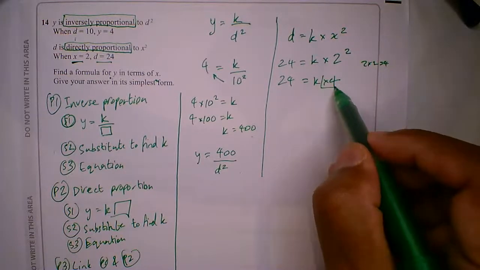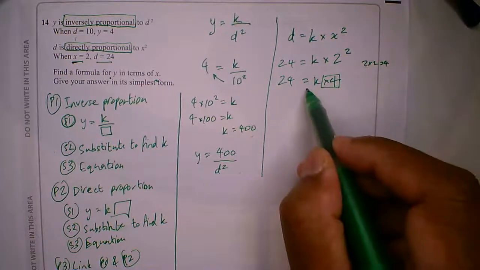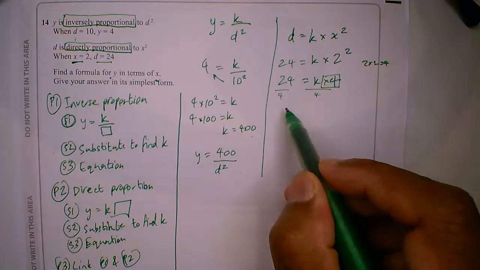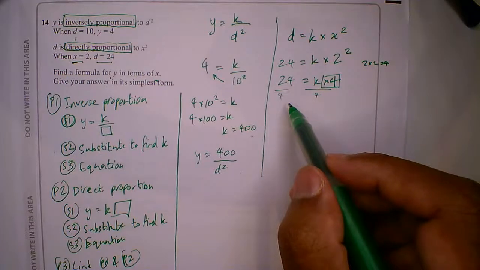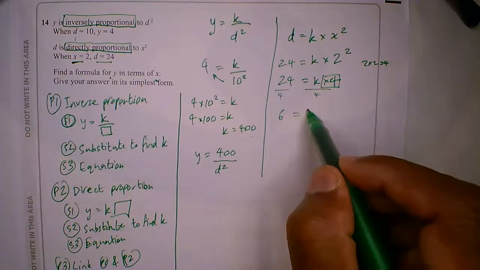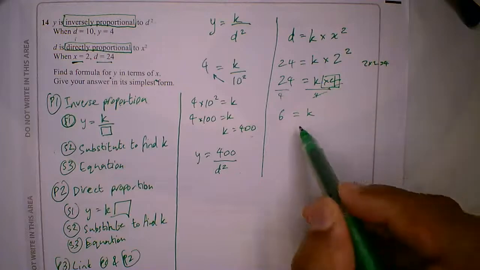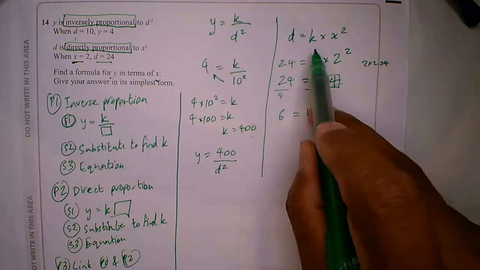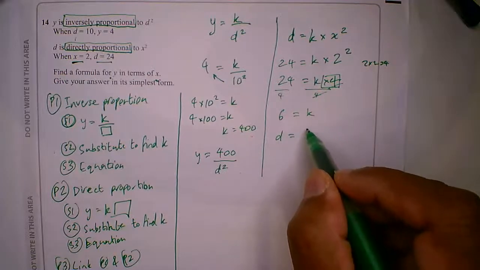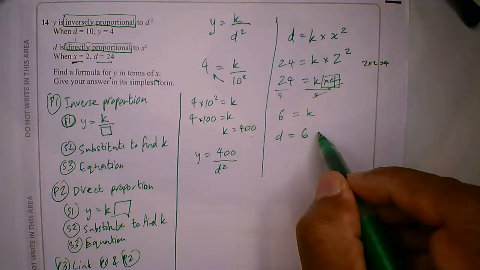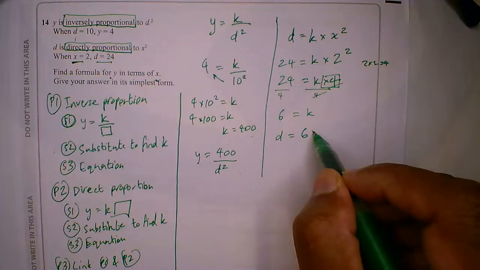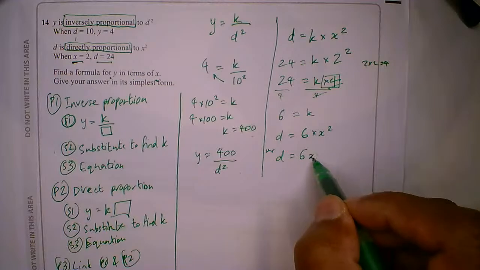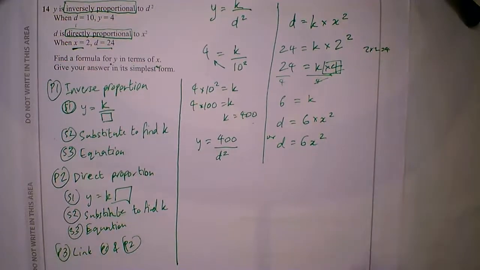So now I want to find k. The opposite of times by 4 is divide by 4. 24 divided by 4 is 4, 8, 12, 16, 20, 24, so 6 equals k. We cancel out. So that's k. Now I've got my substitute to find k. I can put k back into this equation. d equals 6 times x squared, or I can write this as d equals 6x squared. Okay, so I've done my part 2.